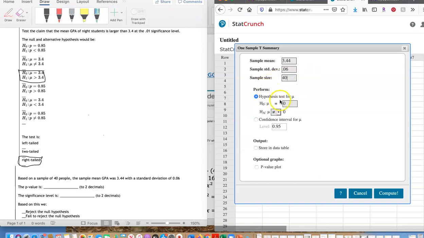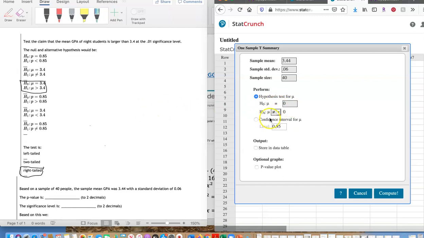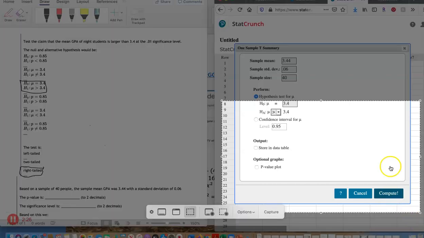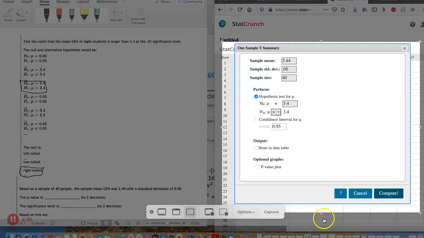Now, your hypothesis is the 3.4. And then we want greater than 3.4. Okay, this is where you compute. I'm going to add this to the document over there.